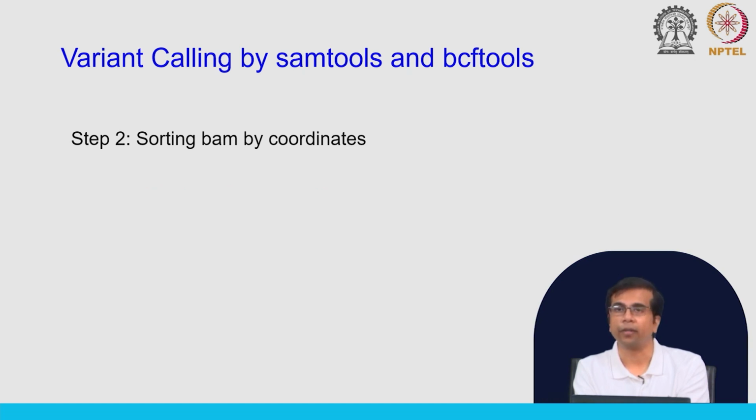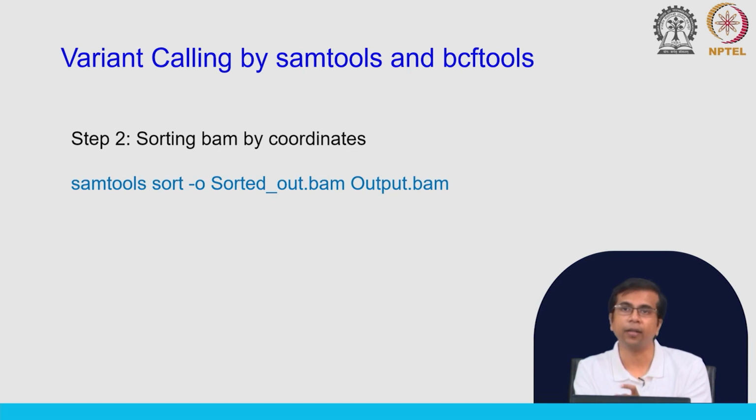Then you have sorting of BAM by coordinates. Again, this is the SAMtools sort command. Then you have the option -o. Here the notation is slightly different. -o means this is the output file name. So sorted_out.bam is the output file name, and output.bam is the input file.